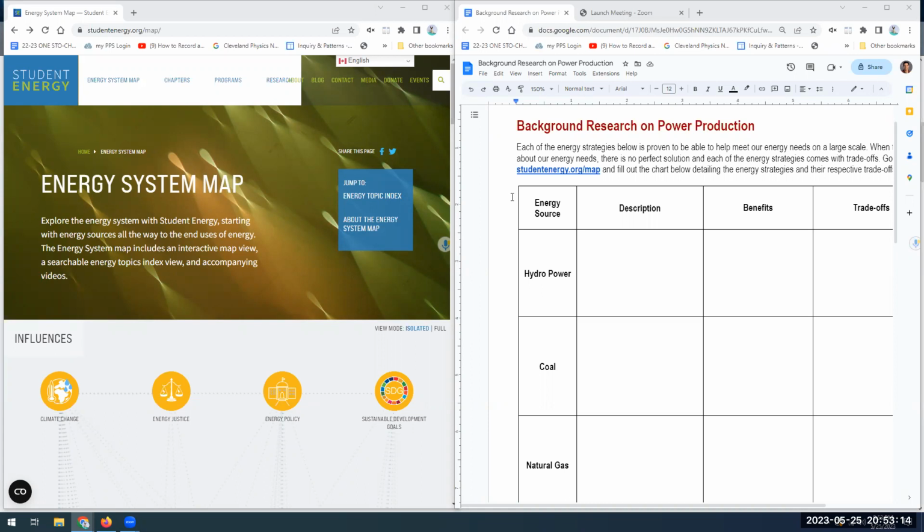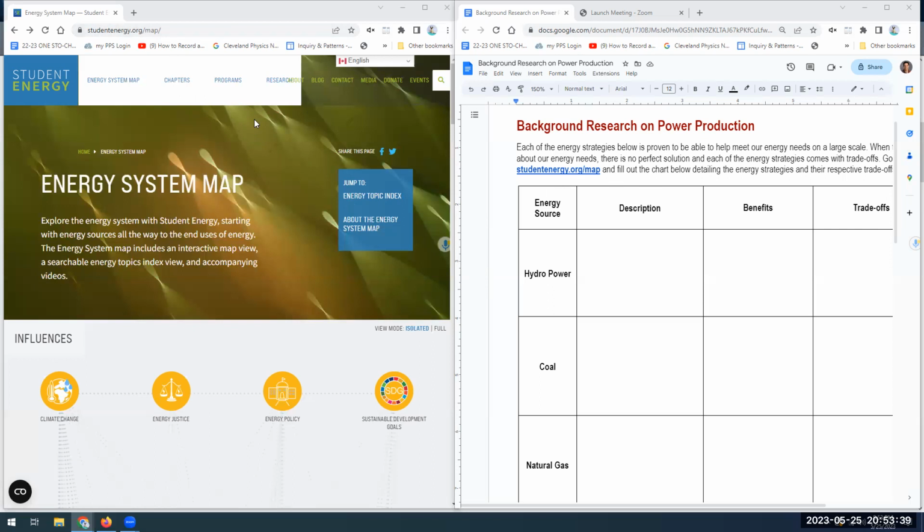So before you continue with this video, you should have a handout of this background research on power production. It's the thing here on the right. It says studentenergy.org/map. And you should already be at the website, which is up here, studentenergy.org/map. If you're not there, please take a moment to get there, pause this video, get there, and then continue.